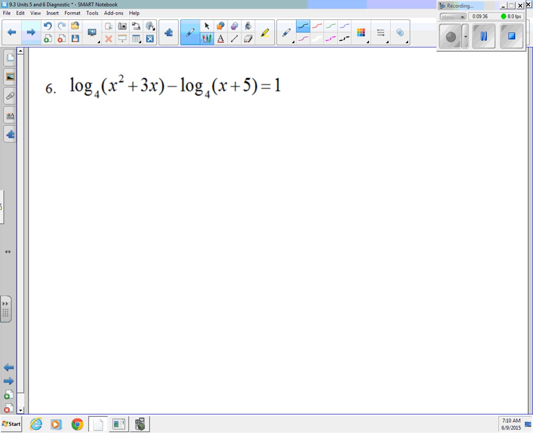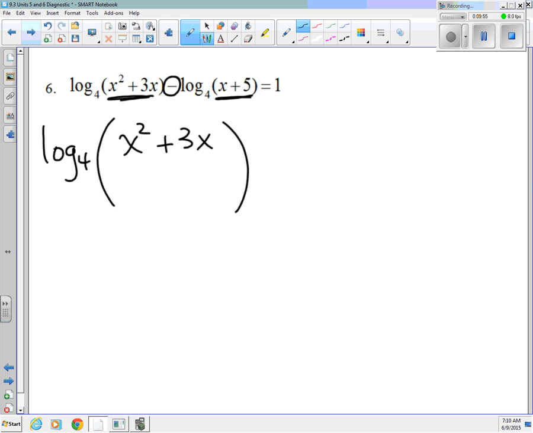All right, number 6, I have log base 4 of x squared plus 3x minus log base 4 of x plus 5 equals 1. As before, we saw 2 logs being added, and we were permitted to multiply. Now we have logs being subtracted. We're permitted to divide. So I can take the 2 arguments inside each of the logs and divide them.